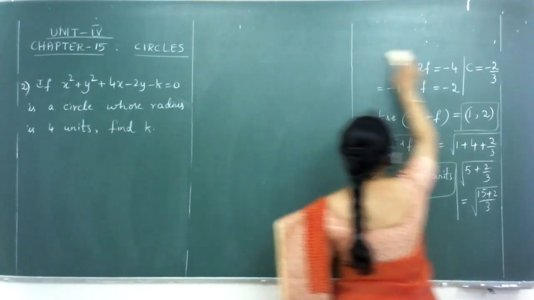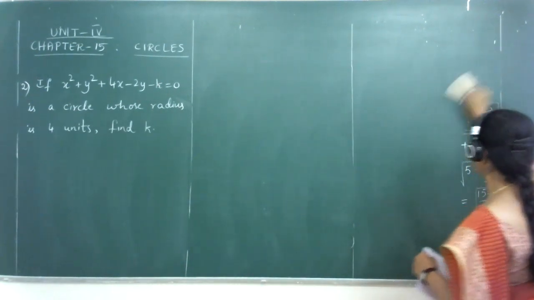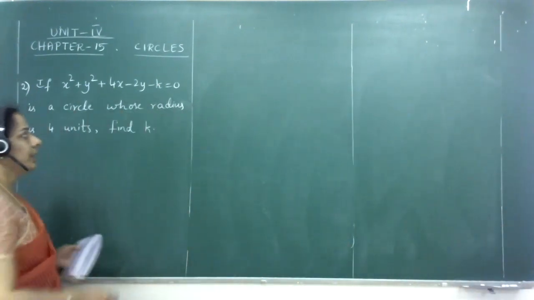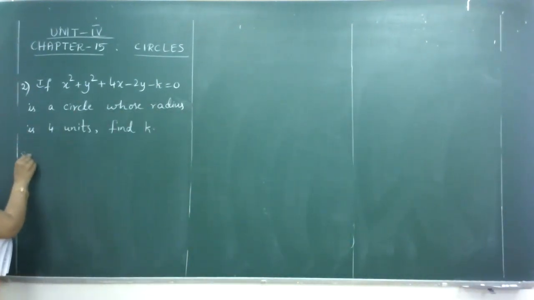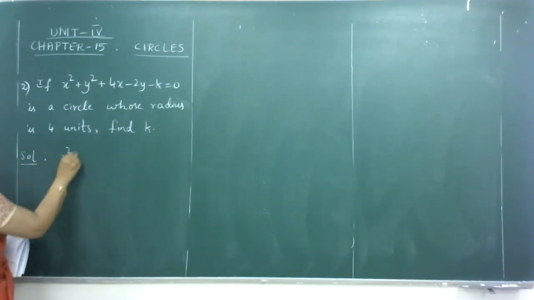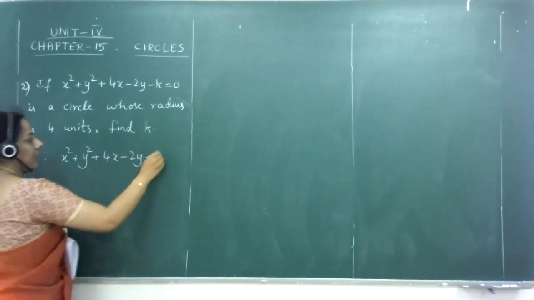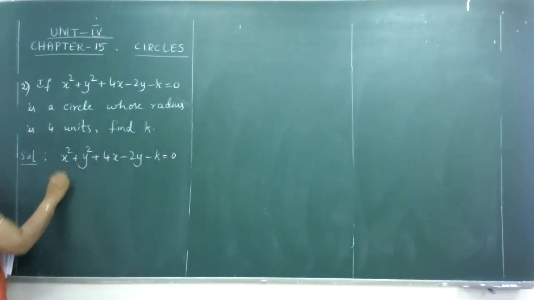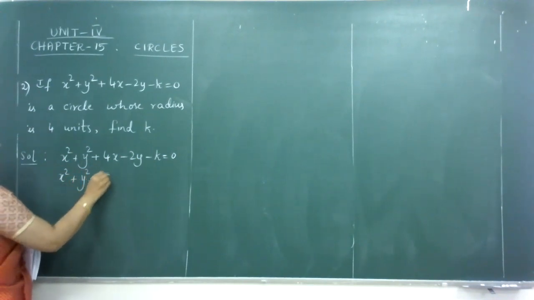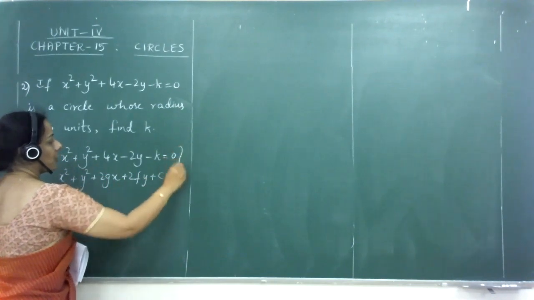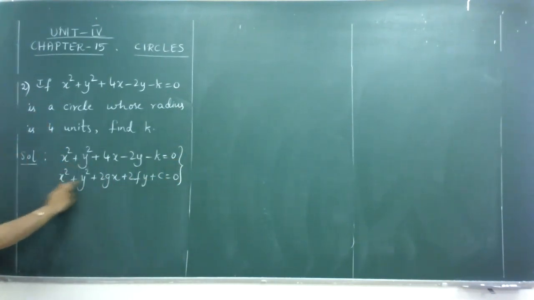Now, to answer this particular question, we will have to again find the values of g, f and c. To find them, we have to compare the given equation x squared plus y squared plus 4x minus 2y minus k equal to 0 with the general equation of the circle. Find out the parameters g, f and c. Coefficients of x squared and y squared are already 1, so there is no need to reduce the given equation further.